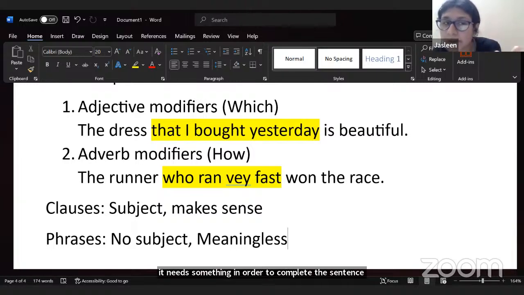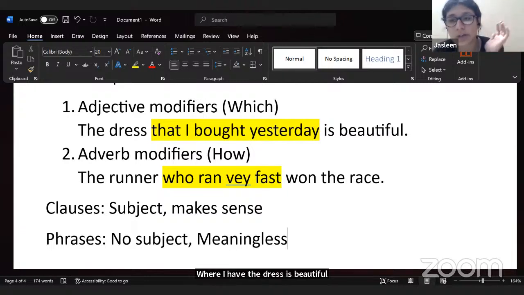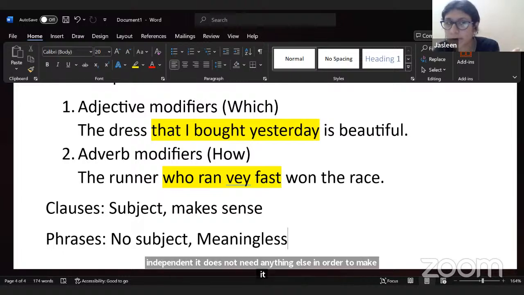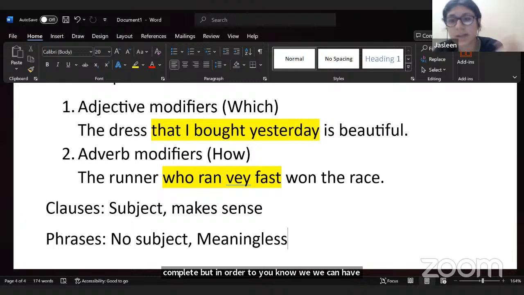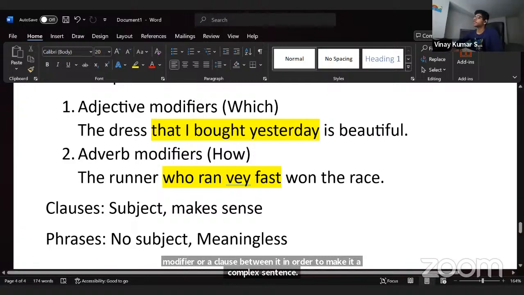Similarly, you have independent clause where I have the dress is beautiful. This is totally independent. It does not need anything else in order to make it complete. But we can have a modifier or a clause between it in order to make it a complex sentence. Is it confusing? No. Okay. I'm glad.